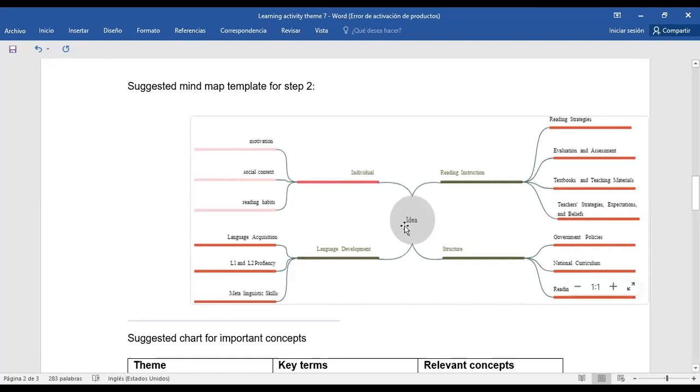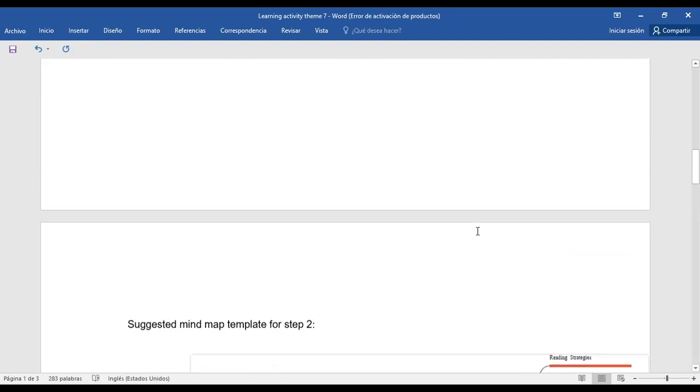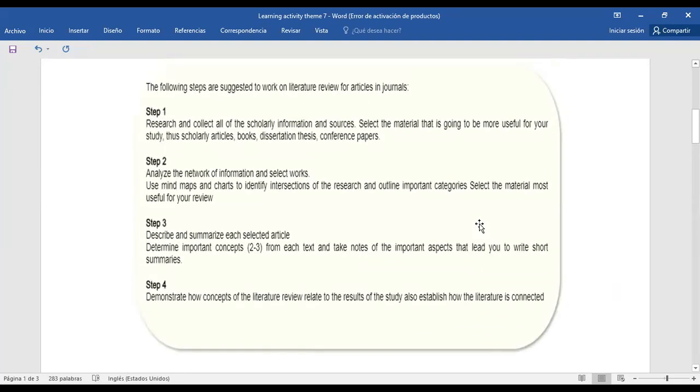I would say that it's better to do only one mind map because there you are going to check the intersections of each article. Okay, what I find, for example, about language development in Article 1, and you can include here a parenthesis, Article 1 or Article 2. That is a suggestion. But you are going to decide. These are the mind maps, okay?